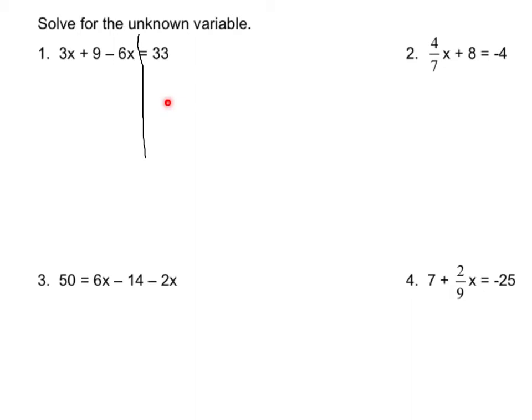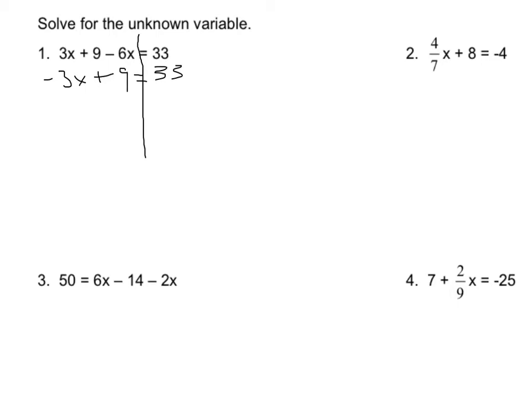Okay, so first thing we're going to do is we're going to combine our x values. So I have 3x and negative 6x here. So combined, that gives me negative 3x. And then that 9 has nothing to combine with, so plus 9 equals 33. Alright, so now that the left side of the equation is simplified, we will solve for x.